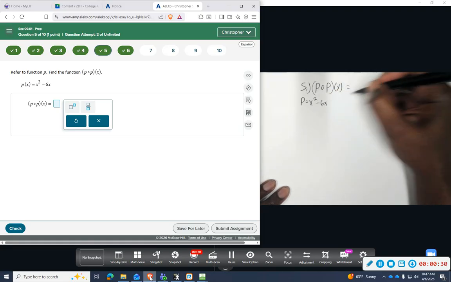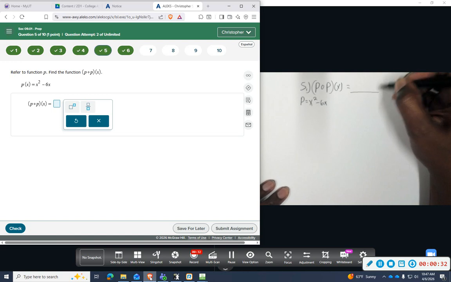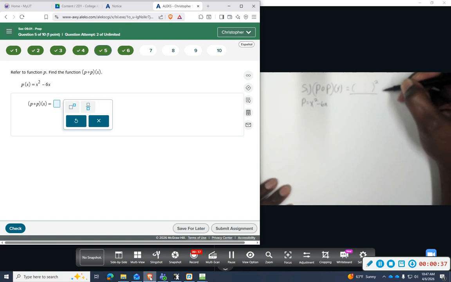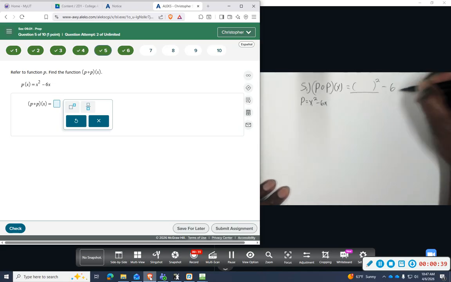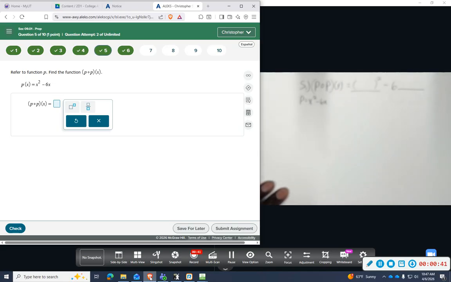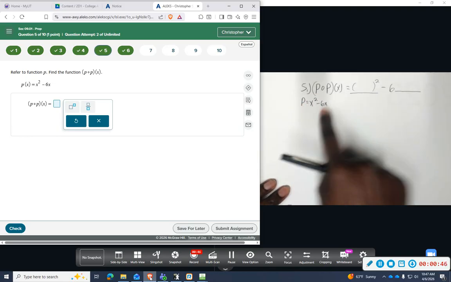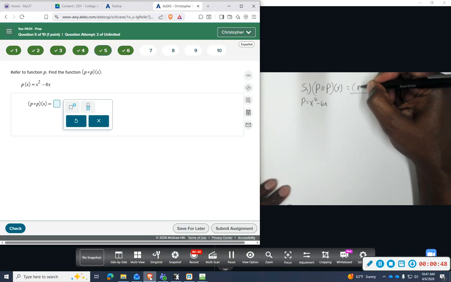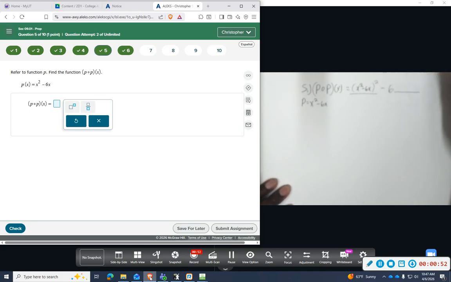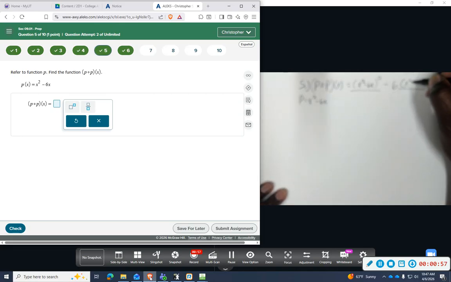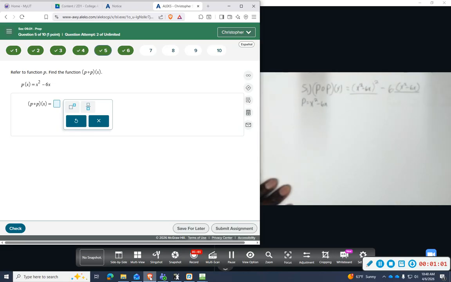Alright, so when we compose P with itself, everywhere we have an x, we're going to replace it. So we have x squared, I'm going to leave it blank, something squared, minus 6x, so it's going to be 6 times blank. In the blank, we're replacing each x with the whole thing. So this is going to be x squared minus 6x, squared, and then minus 6 times x squared minus 6x. Okay. And so now we got to simplify.